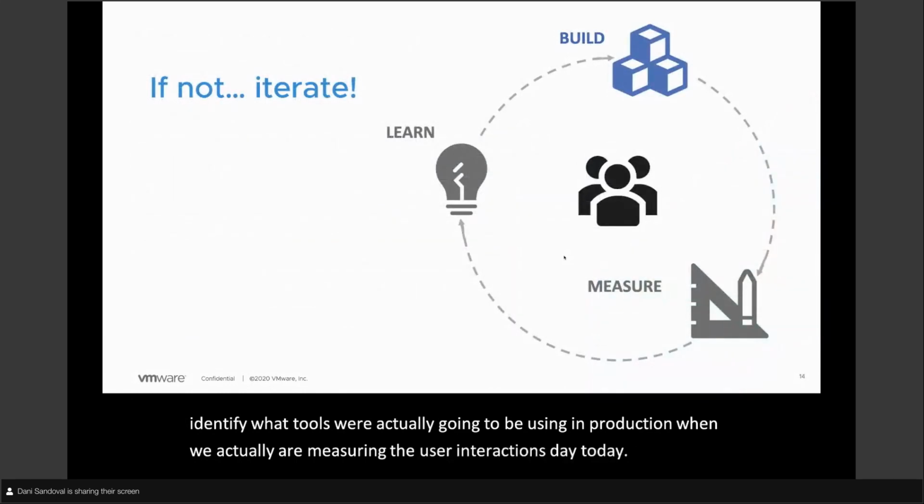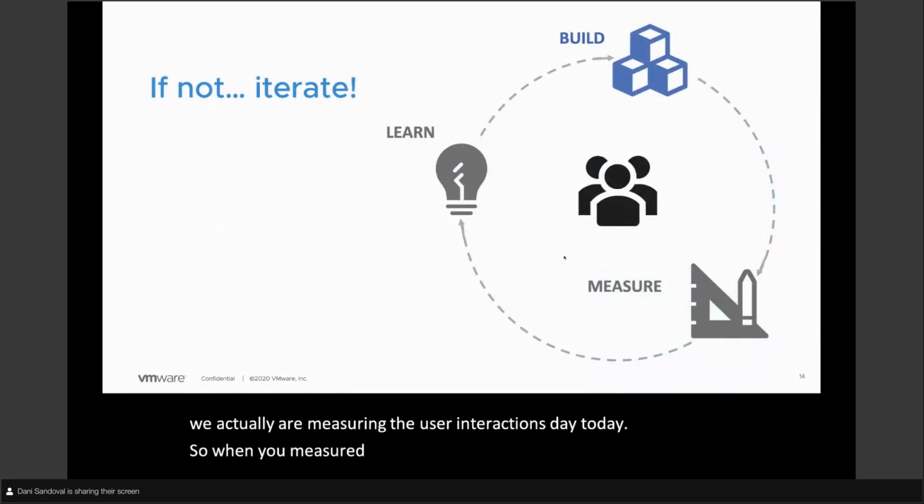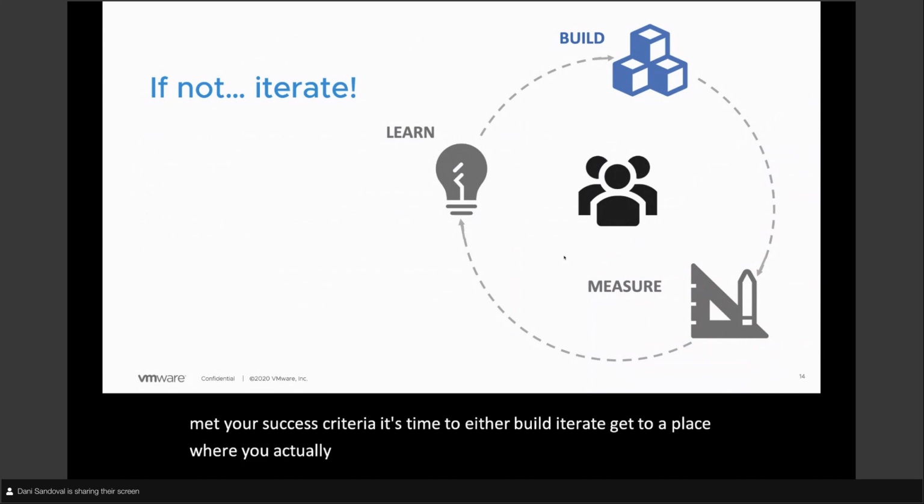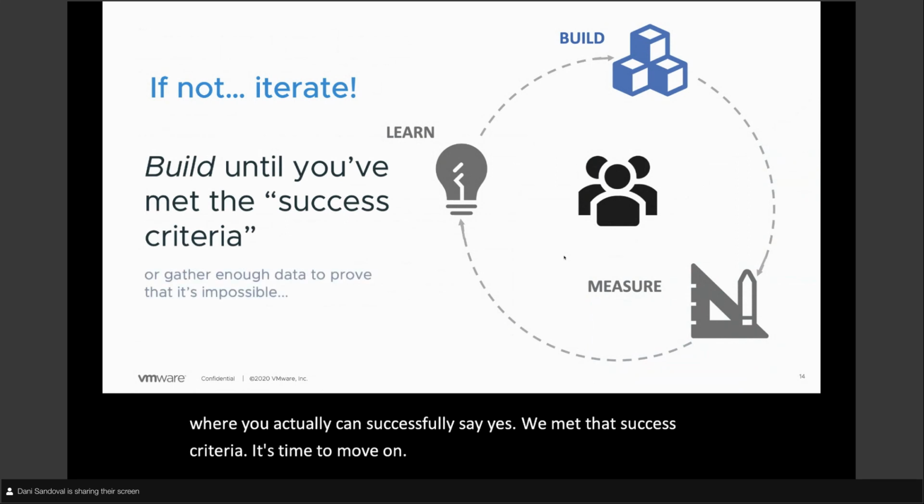And so when you've measured this and you've learned whether or not you've met your success criteria, it's time to either build, iterate, get to a place where you can successfully say, yes, we met that success criteria, it's time to move on. Or gather enough data to prove that it's impossible.